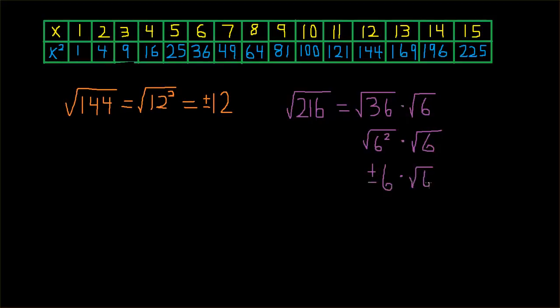And notice that the square root of 6 never changed here on the right hand side of that expression because we can't simplify that. So we factor out the largest perfect square so that we can simplify that, but the rest can't be simplified. And that's about it for there.